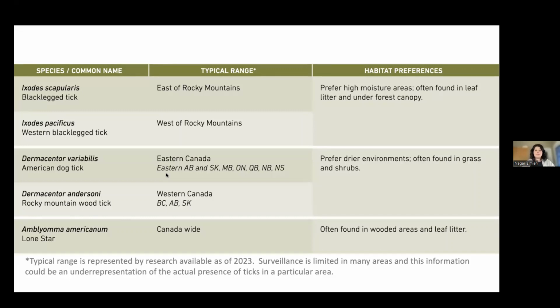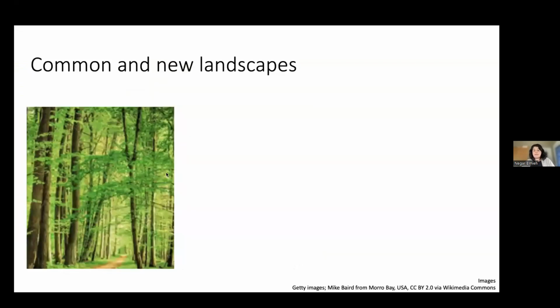And I will note that this typical range that's presented in this table is a representation of data available as of 2023, and surveillance is limited in many areas. And so this information could change, and it could be an underrepresentation of ticks in some particular areas where we may not have research or surveillance efforts. And so when we think about these habitat preferences, how does that translate into landscapes that humans interact with?